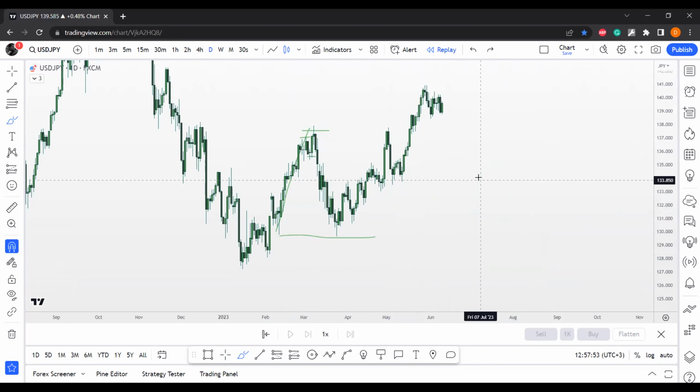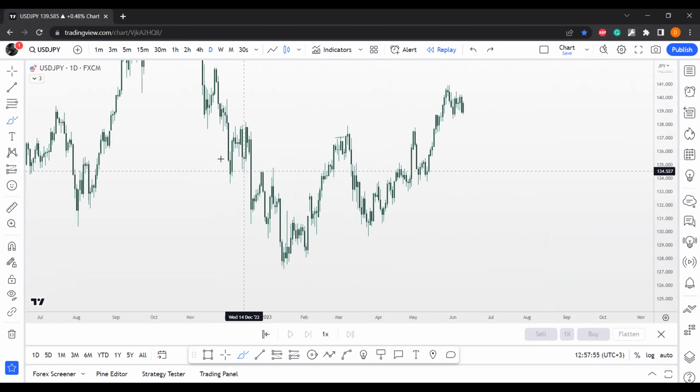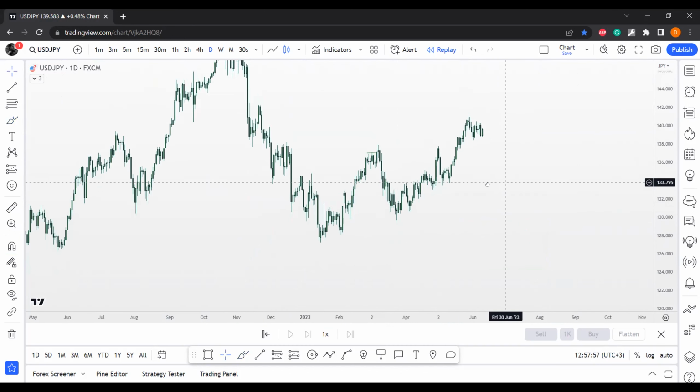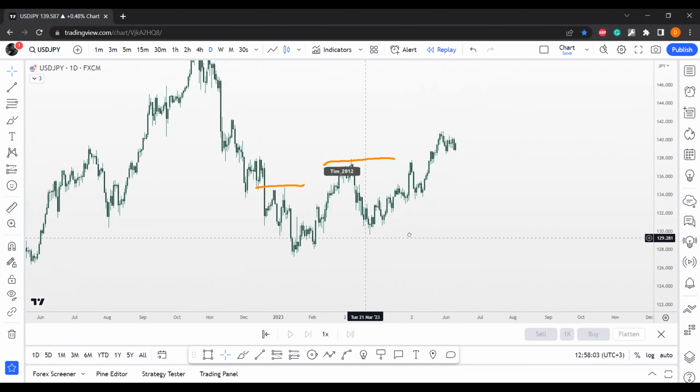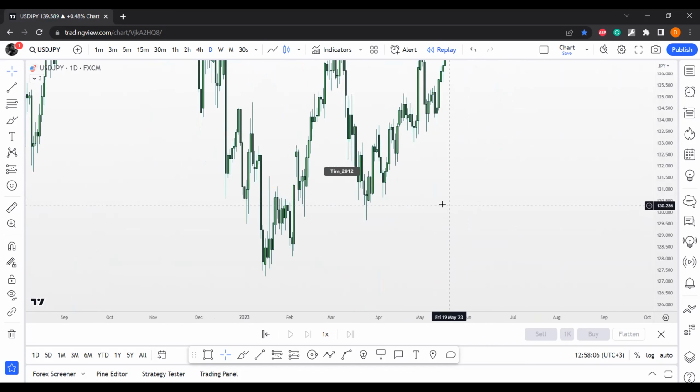So again, you see, you can interpret. This would be the first break here, and the second break would be somewhere here. So structurally, let's see.